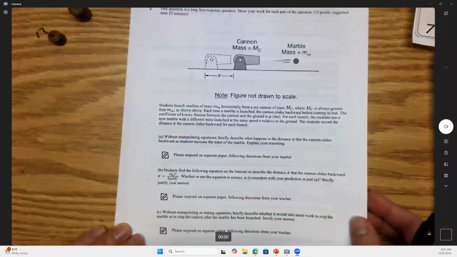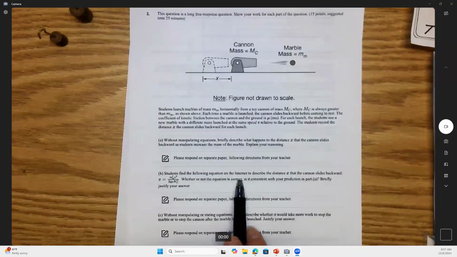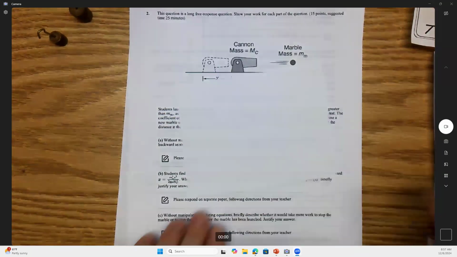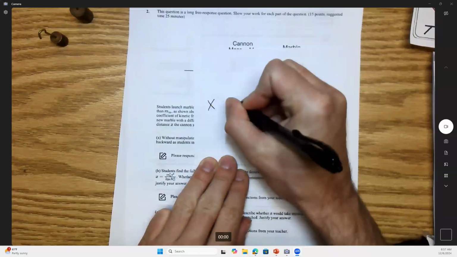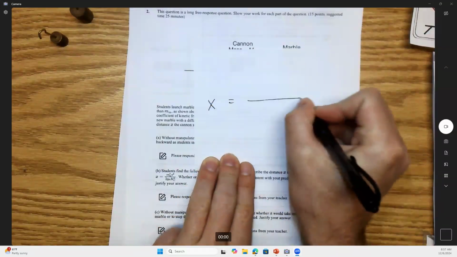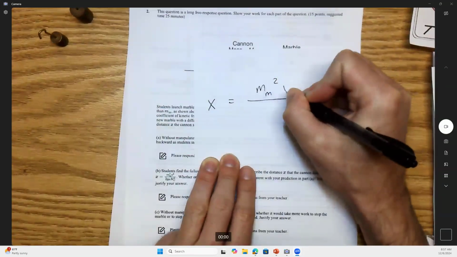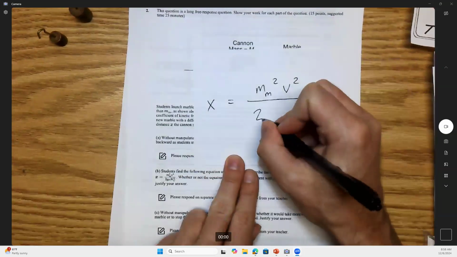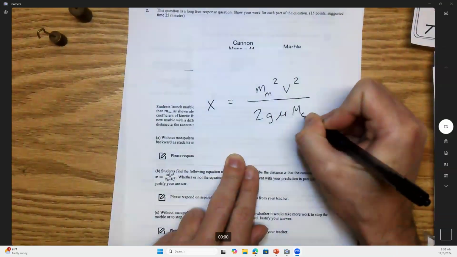Question B, guys ready for question B? It says students find the following equation on the internet to describe the distance x that the cannon slides backward. I'm gonna write it a little bit bigger here because there's a lot going on in this fraction. So they're saying this: the distance the cannon slides is equal to a fraction. They got the mass of the marble squared times the blast speed squared. Remember that blast speed is constant. That was one of their simplifications. Divided by 2 times the gravity field times the coefficient of friction times the mass of the cannon squared.